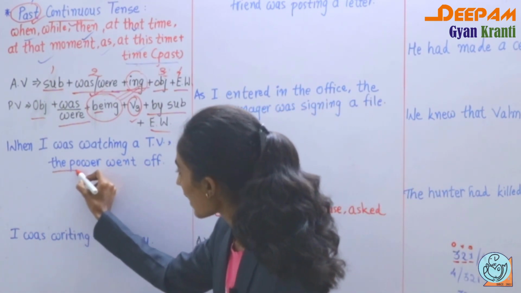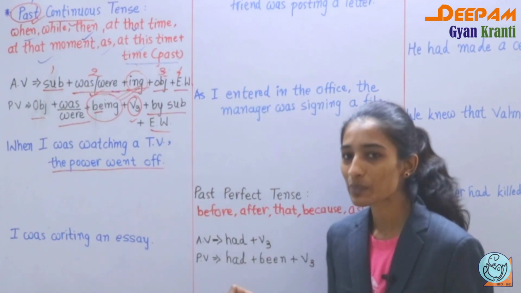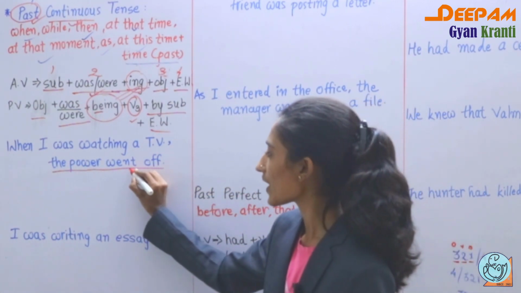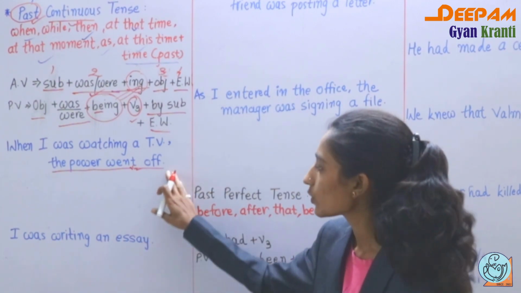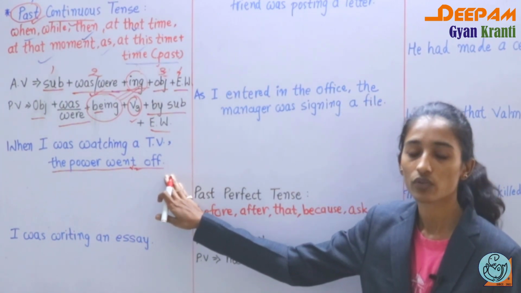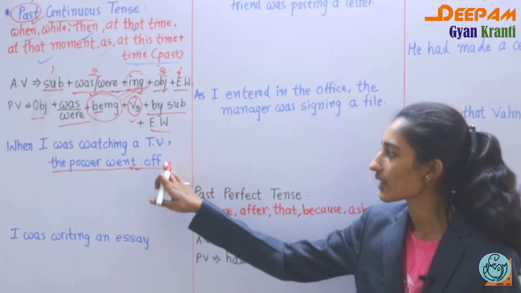The power went off, that is the simple past tense. Okay, you can see here went, that is V2. So no need to make any change in the second sentence, the power went off. So you have to make the changes in the first sentence.